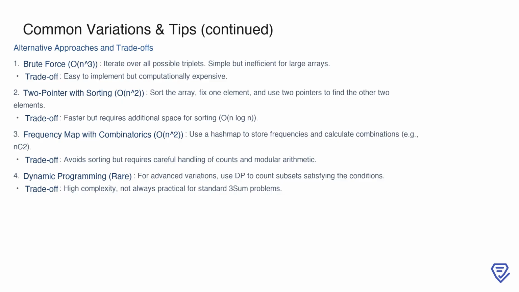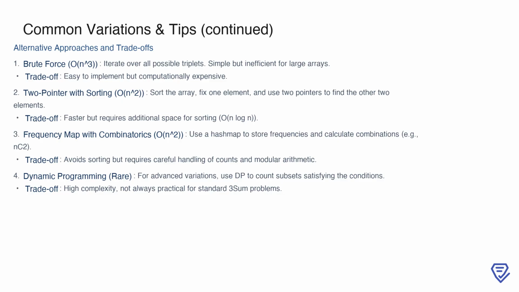When tackling three-sum with multiplicity, there are several approaches to consider, each with its own trade-offs. The brute force method, with a time complexity of n cubed, involves iterating over all possible triplets. While this approach is straightforward to implement, it becomes computationally expensive for large arrays and is generally impractical.